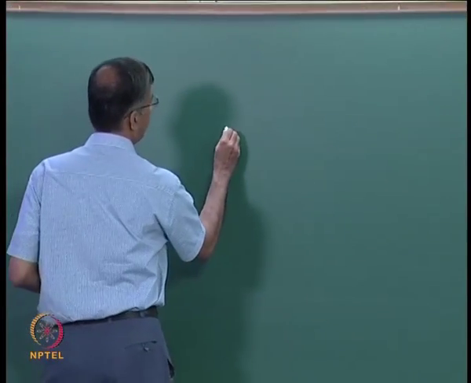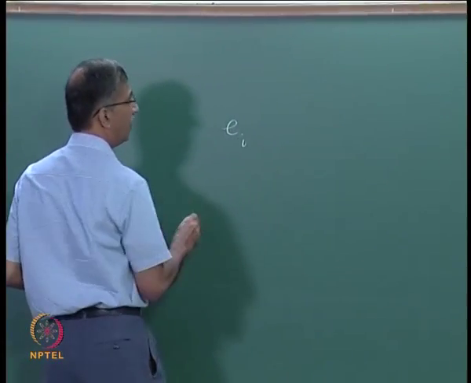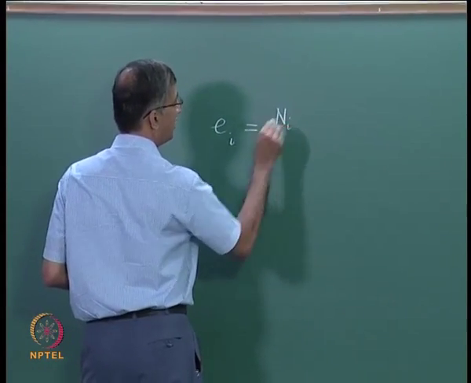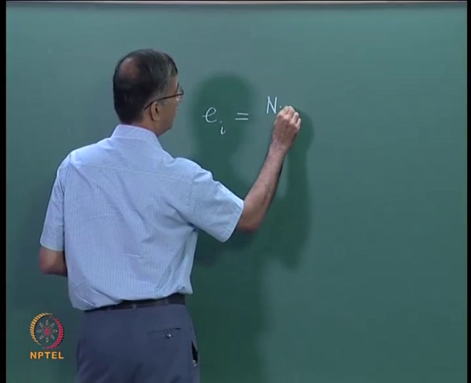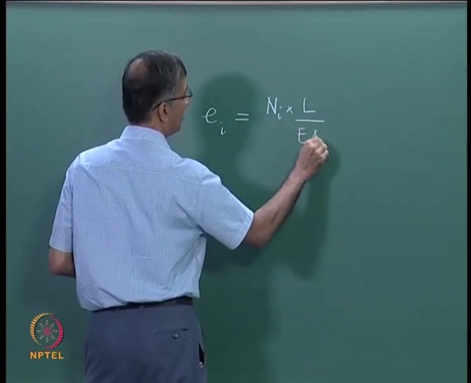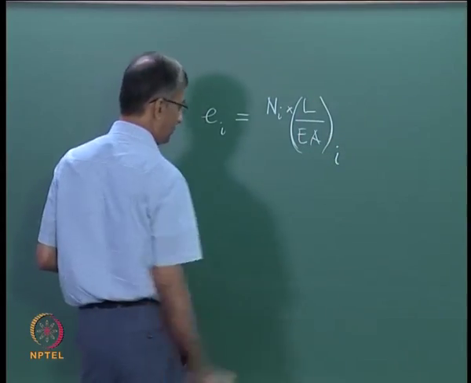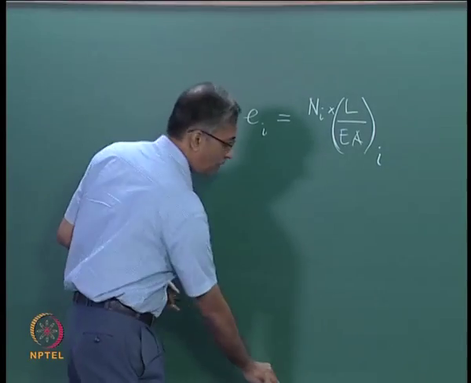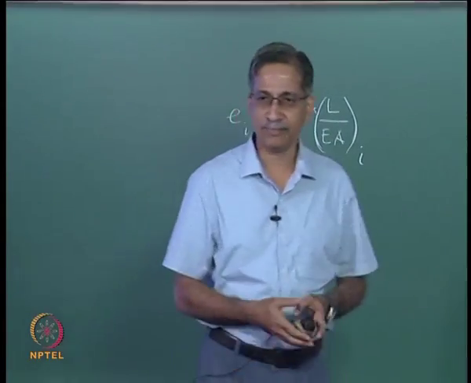So the elongation in the ith bar will be equal to the axial force in that bar multiplied by the length and divided by the axial rigidity of that bar. So this follows directly from Hooke's law.